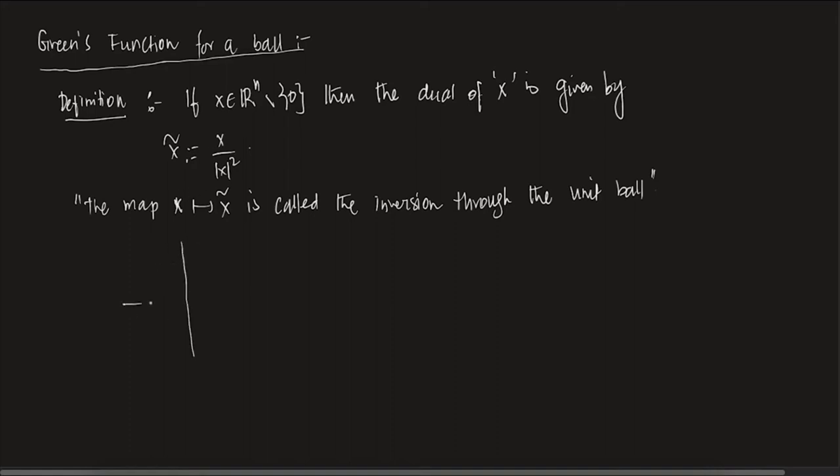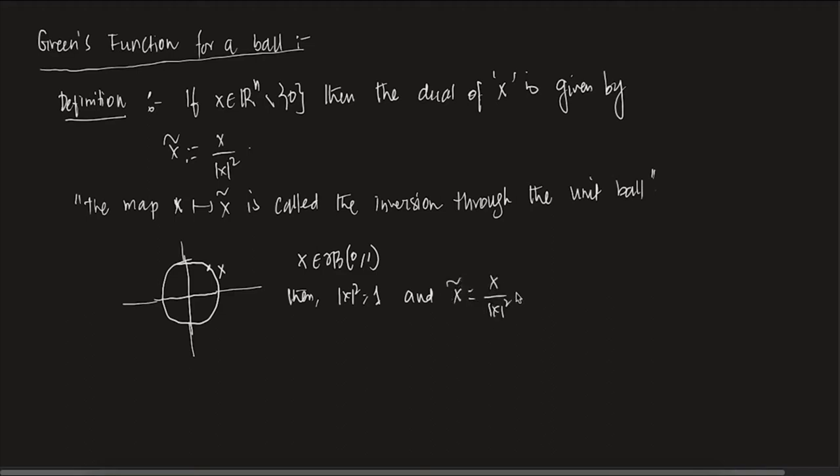Let's understand in more detail what it means. Let's say this is your R2, and that's your ball. Please forgive my art, it is not very good. So this is your unit disk. Let's say I start with x on the boundary, say (0,1). Then mod x squared is 1, and therefore x tilde will be x by mod x squared, which is x. So if you reflect x with respect to the boundary of the unit ball, it remains in the same place. It does not change direction or anything. So x and x tilde are the same in this case.